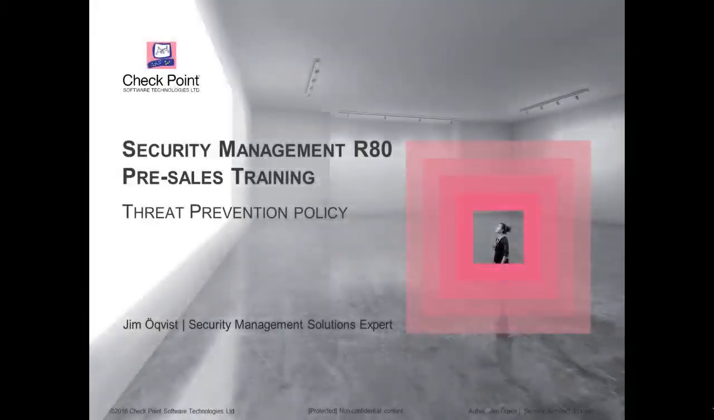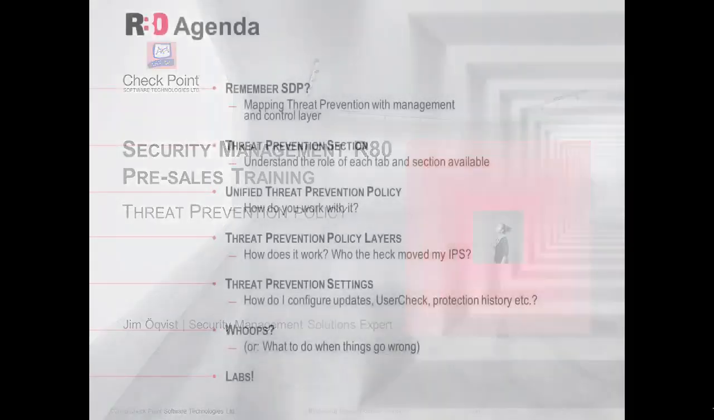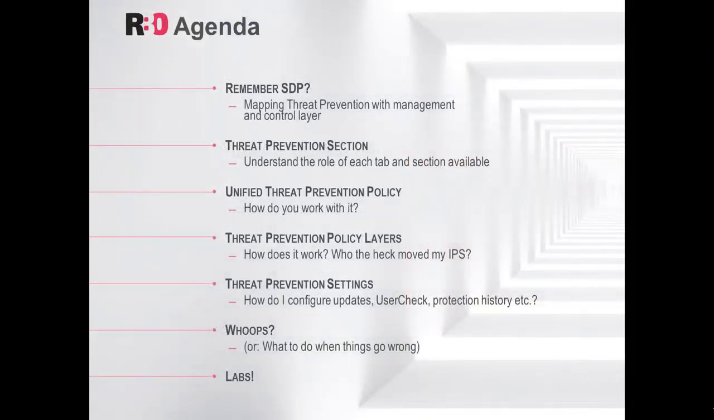This is the 5th lesson of the Next Generation Security Management Training. In this lesson, we're going to talk about the threat prevention policy. We're going to cover how STP maps into our Next Generation Security Management platform by mapping threat prevention with management and control layer inside STP.